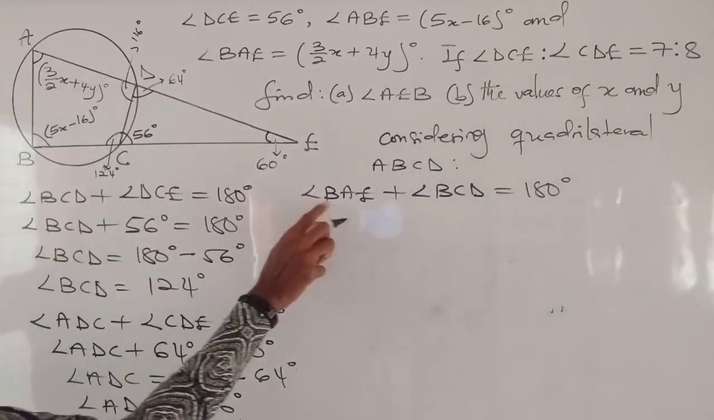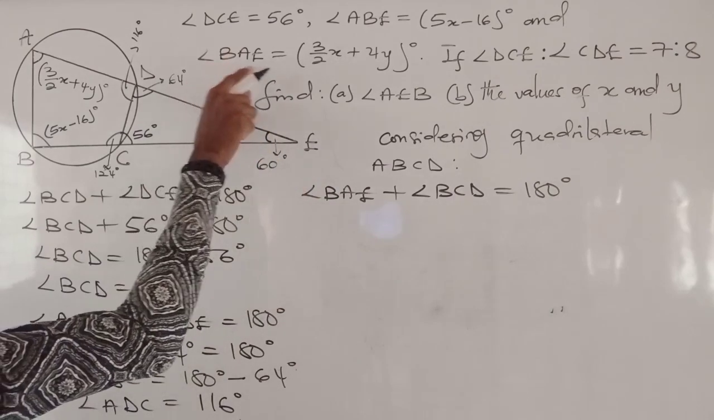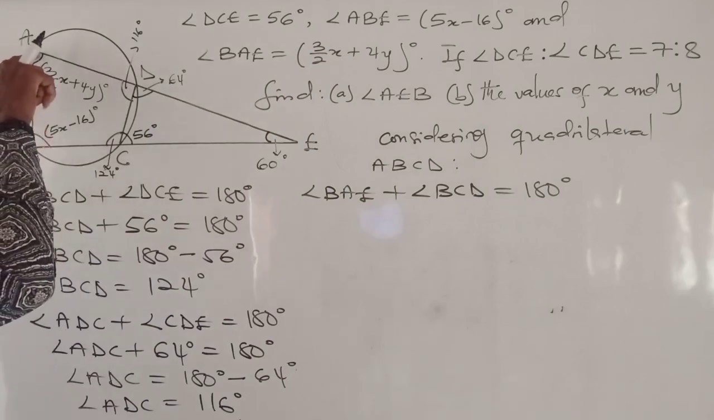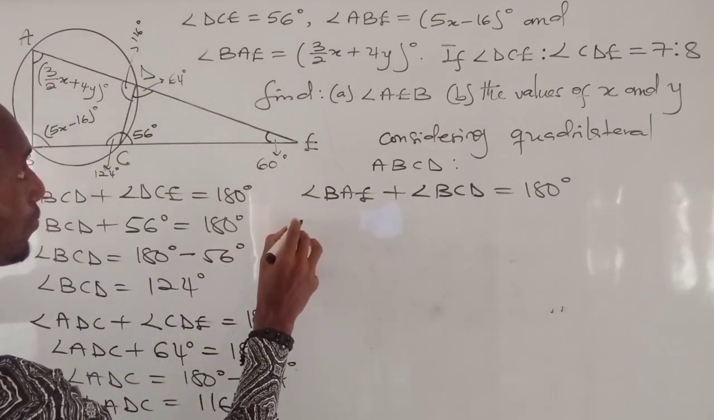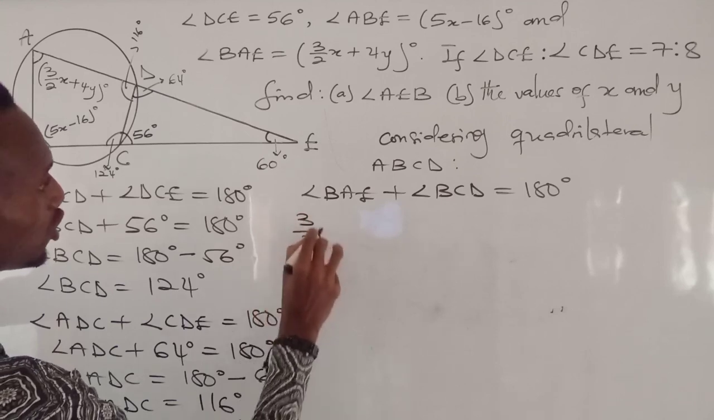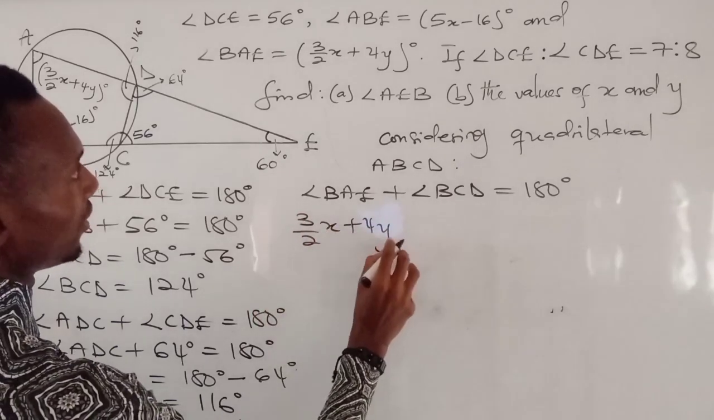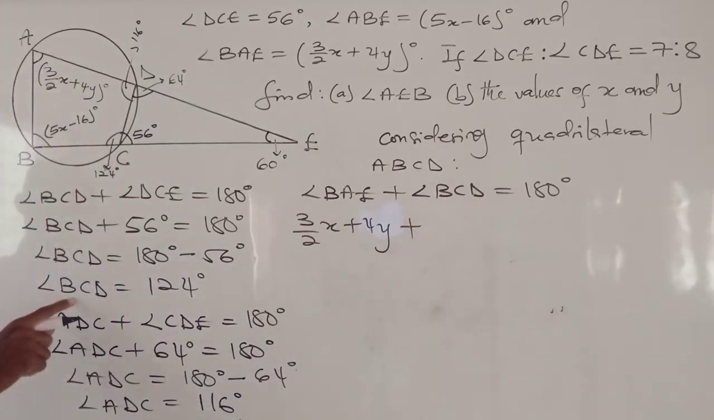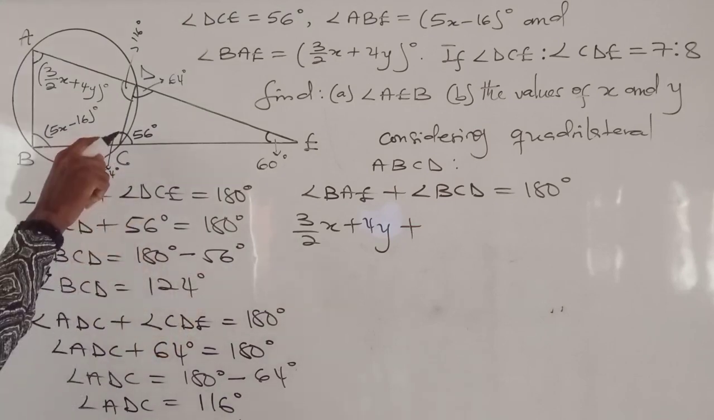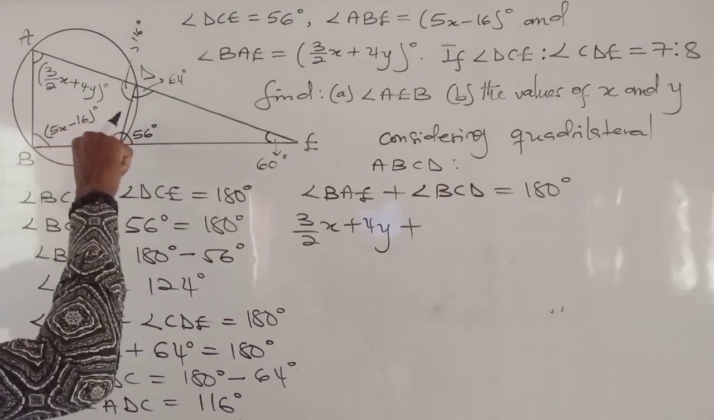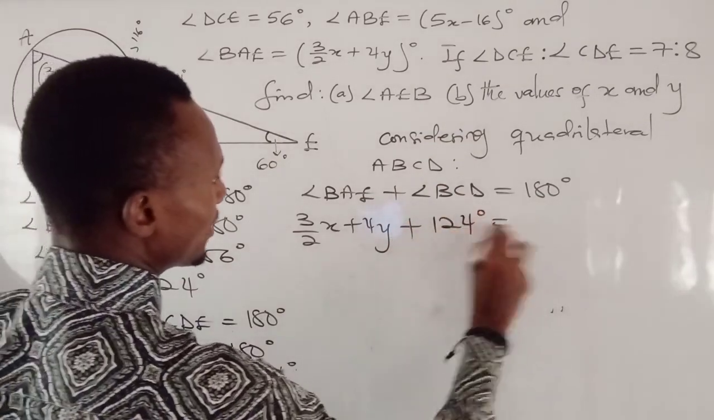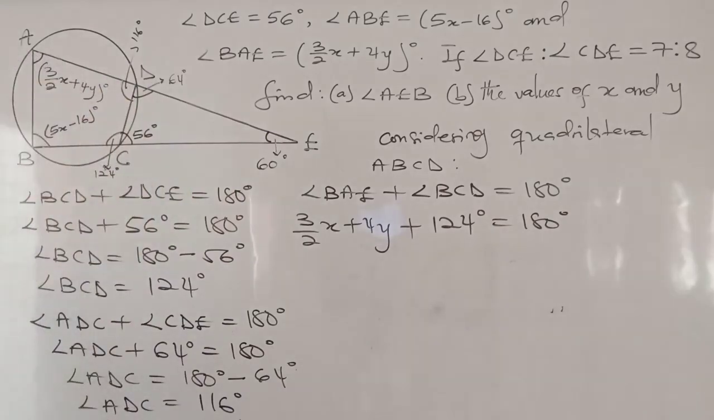We know angle BAE is given to be 3/2 x plus 4y degrees, which is this angle from here. So I'm going to input the value 3/2 x plus 4y, then plus angle BCD. We've solved for angle BCD, which equals 124 degrees, because it's this angle plus this angle which is equal to 180 degrees. So I have plus 124 degrees equals 180 degrees. I hope you understand and you agree with me up to this point.